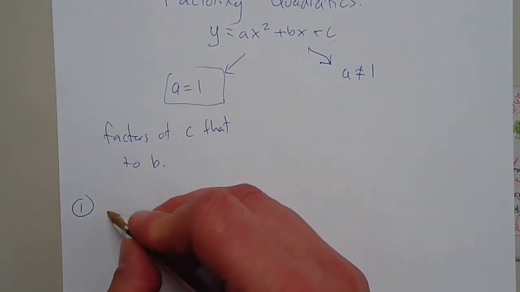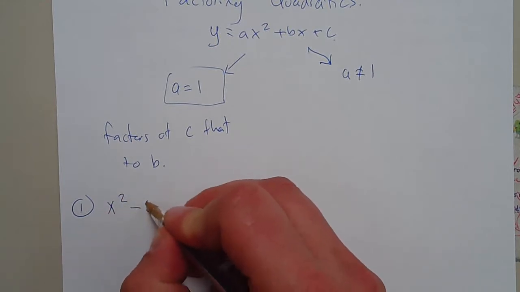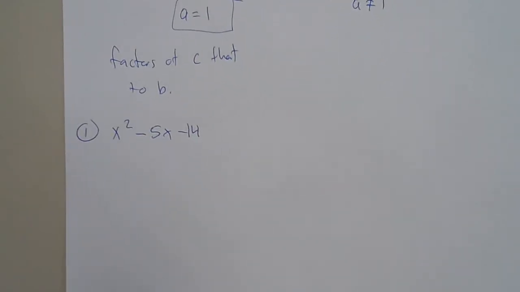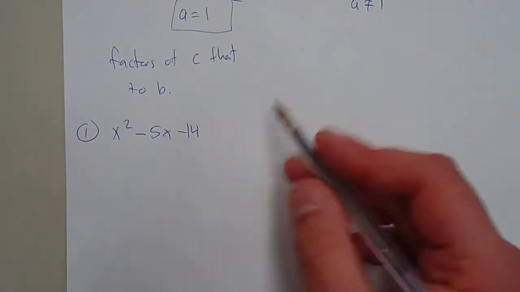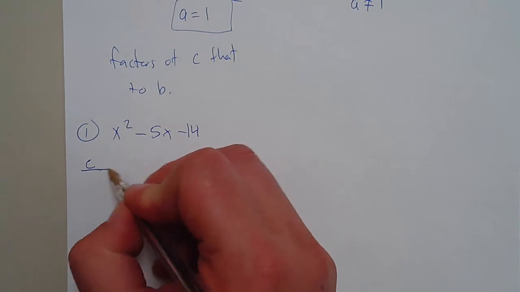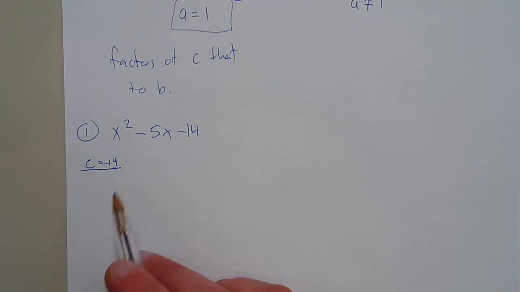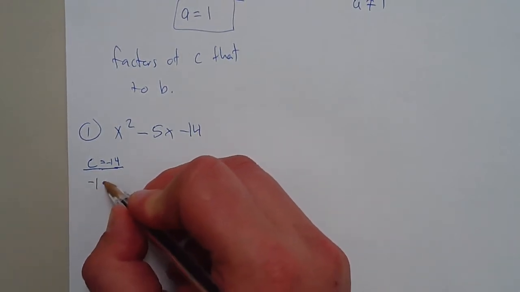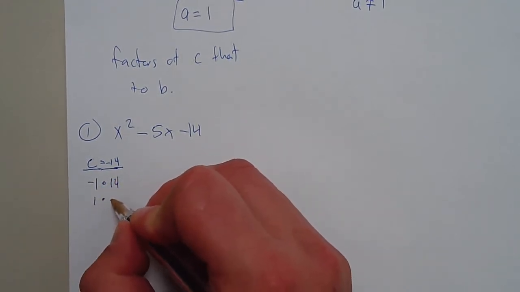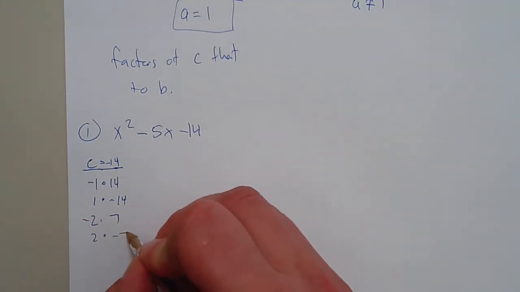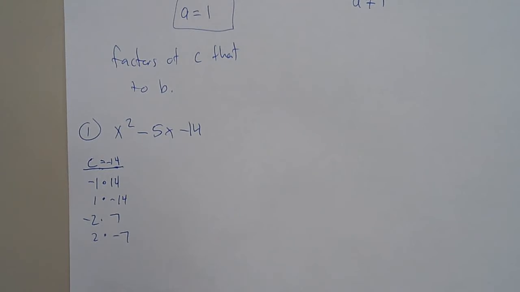So let's say you had the problem x squared minus 5x minus 14. If we're looking at that as our problem, we'd look at our c value there. Our c value is negative 14. Okay, so factors of negative 14. If you were just to make a list, you'd be like, okay, I know I could do negative 1 times 14, and 1 times negative 14, and negative 2 times 7, and 2 times negative 7, and that would be it. Some numbers are going to have a lot of factors. Some don't have too many pairs. Those are all your pairs of factors of negative 14.